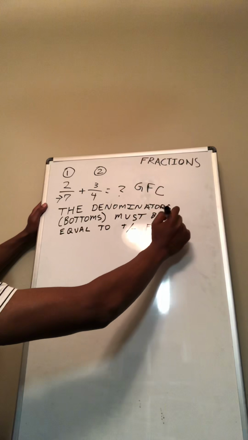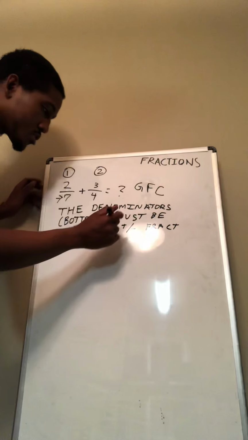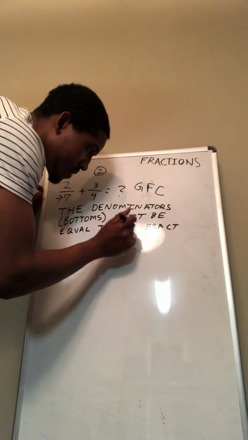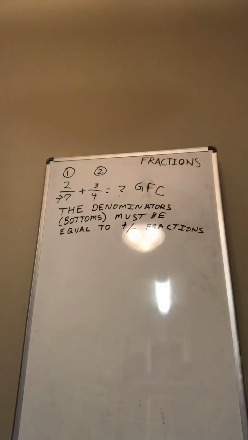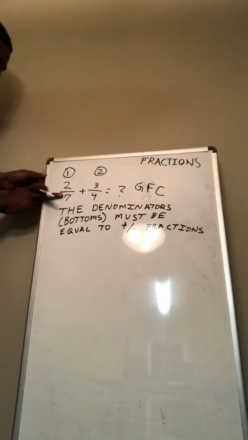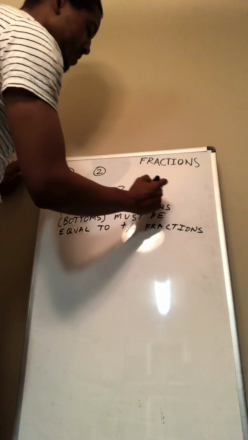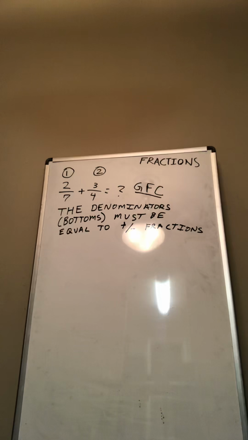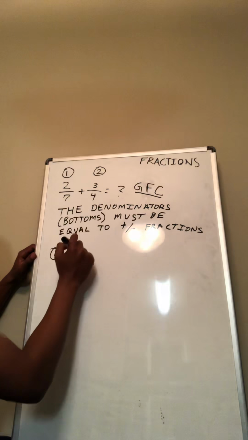Okay, so this reads that the denominators, or the bottoms, must be equal to add or subtract, plus or minus, fractions. So the first method we would like to use is to see if they have a greatest common factor, or GCF. So first we're going to find the factors of 7. So we say, what are the factors of 7?